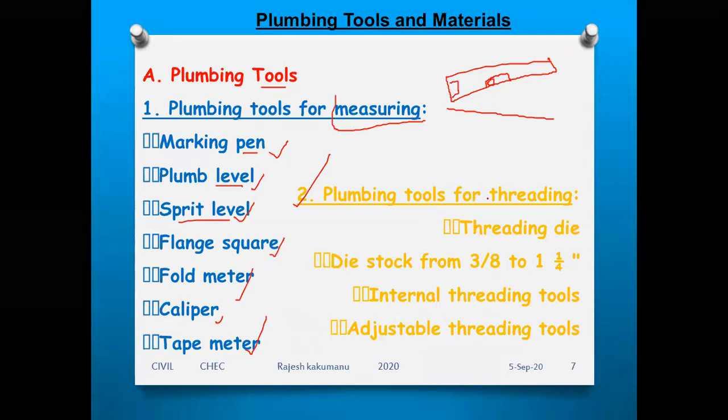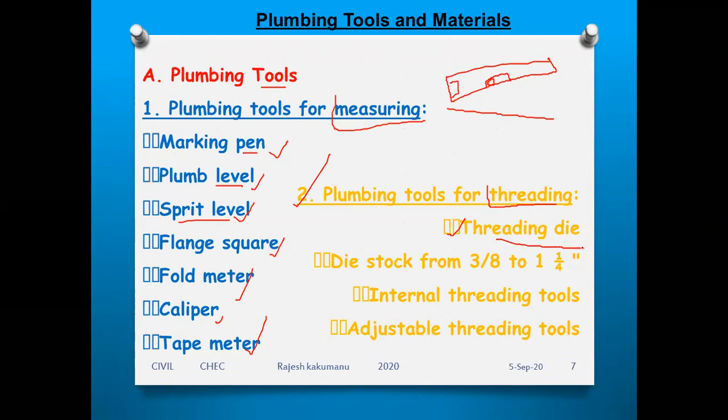Generally, threading happens in plumbing. What is the first one here? Threading die. Whenever you have to make cuttings in long pipes, the shops will not give you just the length you want. Generally in shops you have running pipe, in running feet. It may be 12 feet or 9 feet. You have to take the total length of a pipe and cut according to your dimensions in the house. After cutting, whenever you have to make a thread, what do you do? You require a threading die.